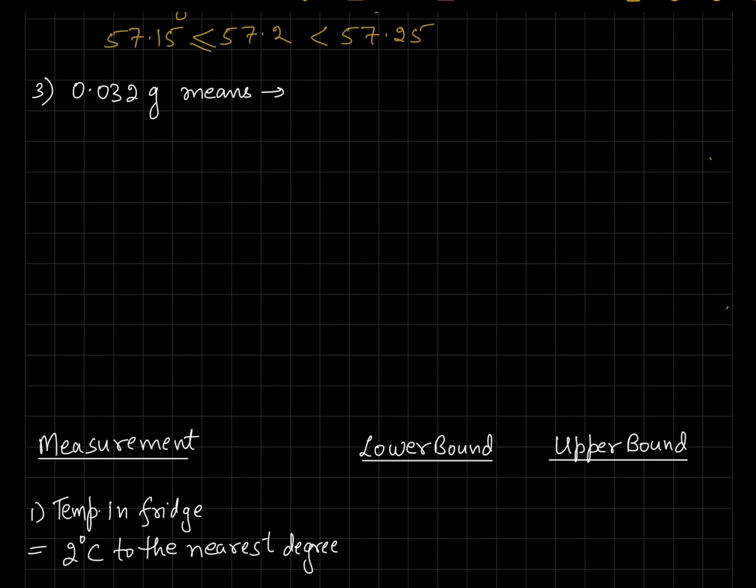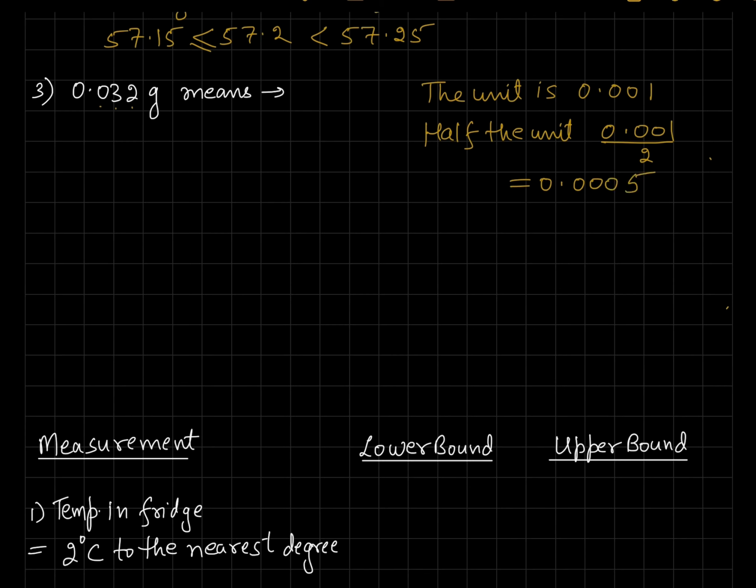Now let us see the next one, which is 0.032 gram. This is again a much more accurate weighing scale, which can measure correct up to 0.001. So the unit here is 0.001, and half the unit would be 0.001 over 2, and that would be 0.0005.